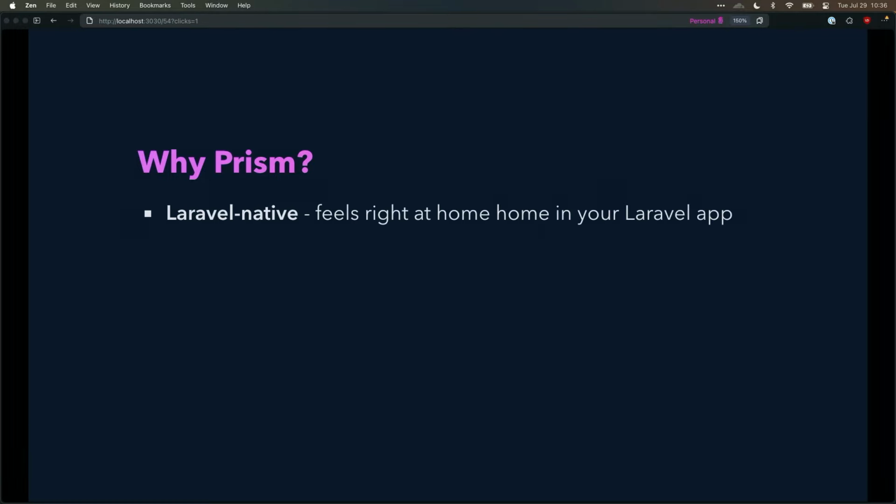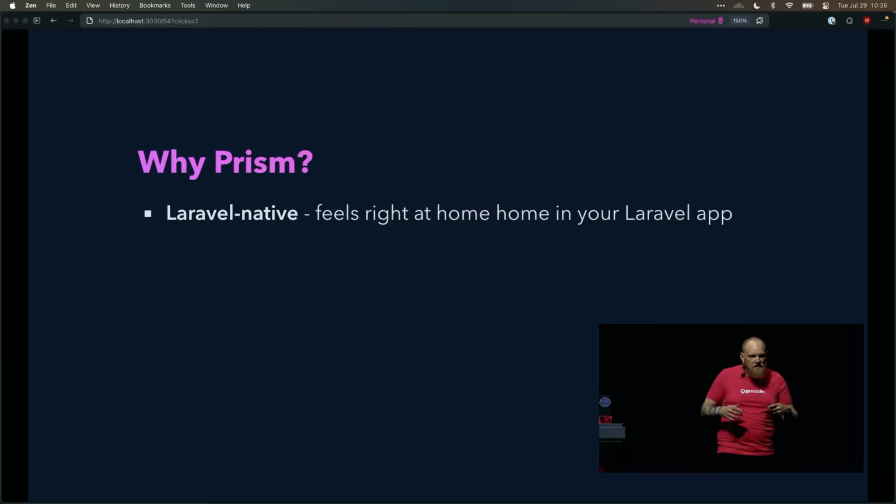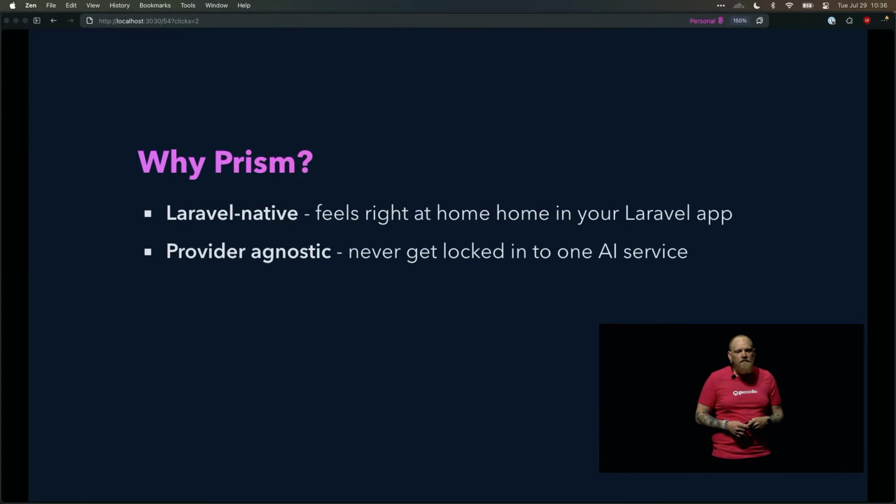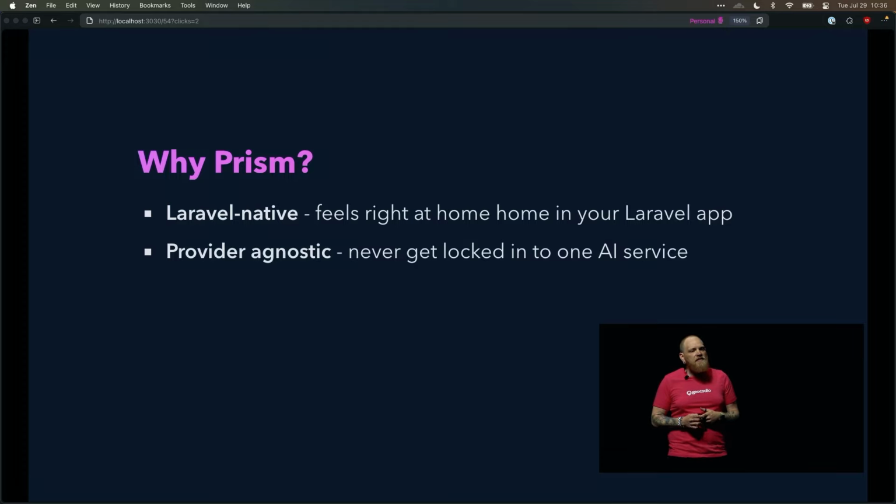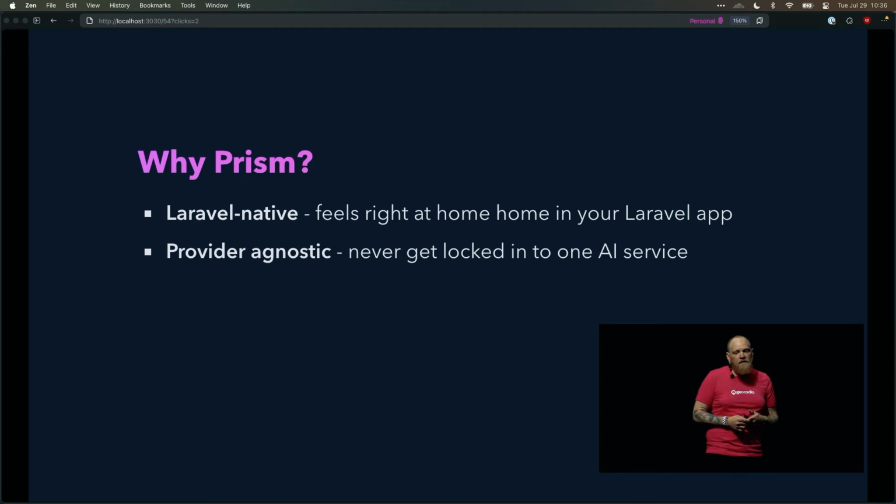But I kind of want to leave you with this. Why Prism? Well, it's going to feel right at home in your Laravel apps. It feels very Laravel native. We're provider agnostic. Don't get locked into a single AI service, especially when they're always coming out with new, more powerful models. Or honestly, there's different models that perform better with different tasks. So we want to be able to be flexible with that. And not only is it just a single line of code to change, but if you're leveraging more advanced features, we have a bunch of affordances for that as well.